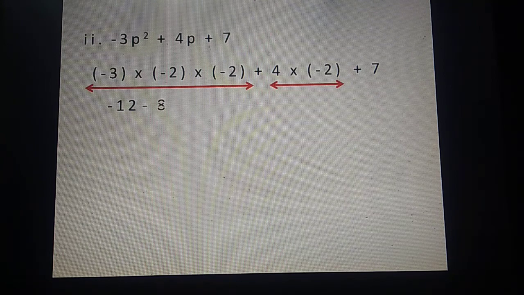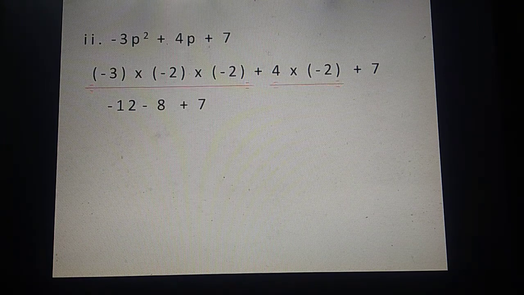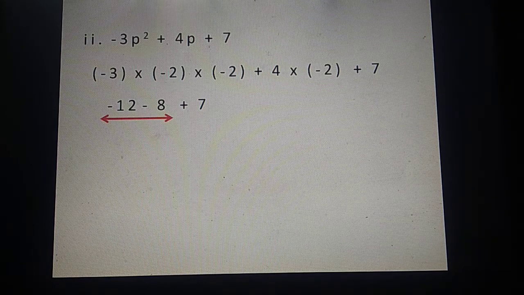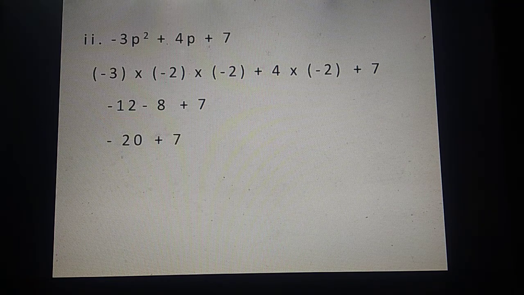4 2s are 8, plus 7. Now again there are 3 terms. So we will solve the first 2. Both are having the same sign, so we will add them. When you add them, you will get 20. Which sign will come? The same sign. That is minus 20 plus 7.